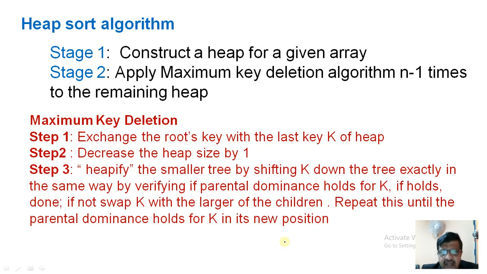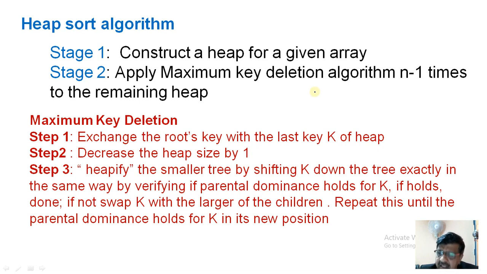So therefore we can conclude by mentioning the heap sort algorithm. It involves two stages. Primarily, construct a heap for a given array. Then, the second stage is to apply the maximum key deletion algorithm. You can recall that every time we removed the maximum key. If you are arranging the array in descending order, we need to remove the minimum key.